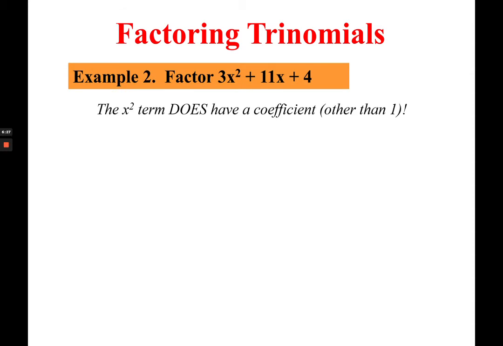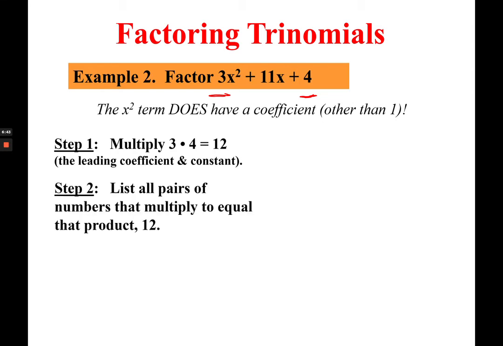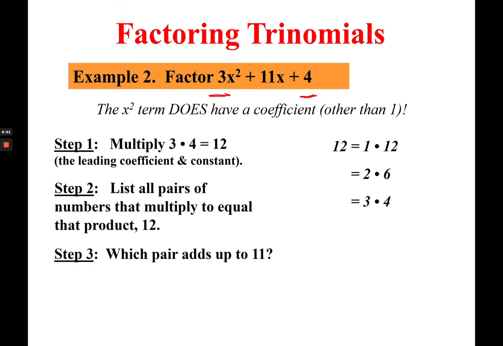How do you factor a trinomial with a leading coefficient greater than 1? First step, you need to multiply your leading coefficient, which is 3, and 4, which results in 12. Next, list down your factors of 12. You have 1 times 12, 2 times 6, 3 times 4. Step 3, you are going to find which one adds up to 11.